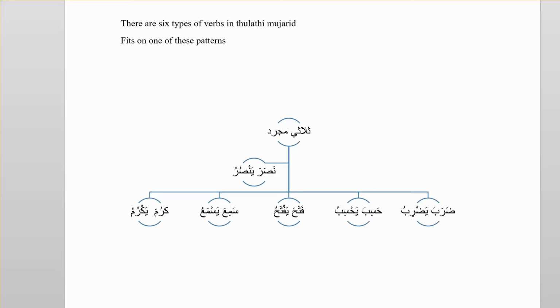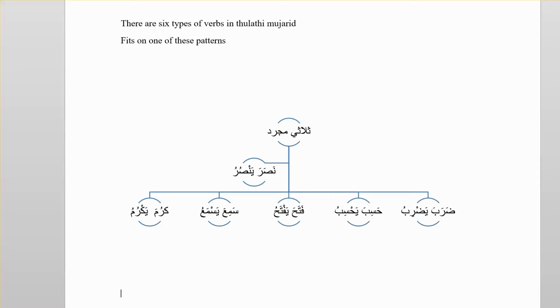So, when you open the dictionary and you look for a word, right after the word, it will tell you how to pronounce the madi, or the past tense of that verb, and it will indicate to you which bab, which of these 6 abwab, the word fits into. If you do not read the verb according to the correct bab, then it changes the actual root word, it changes the word completely. Okay?